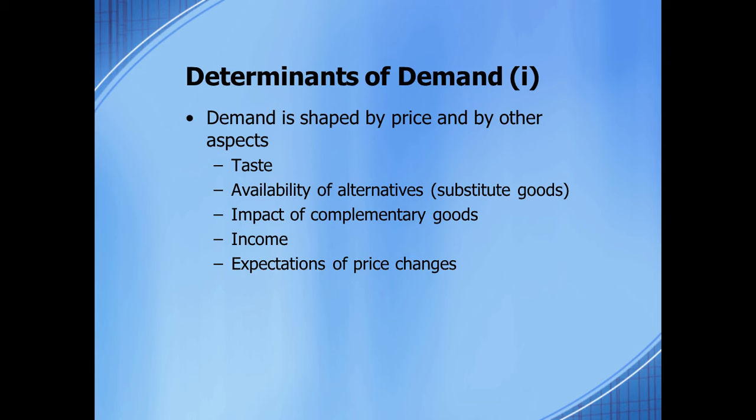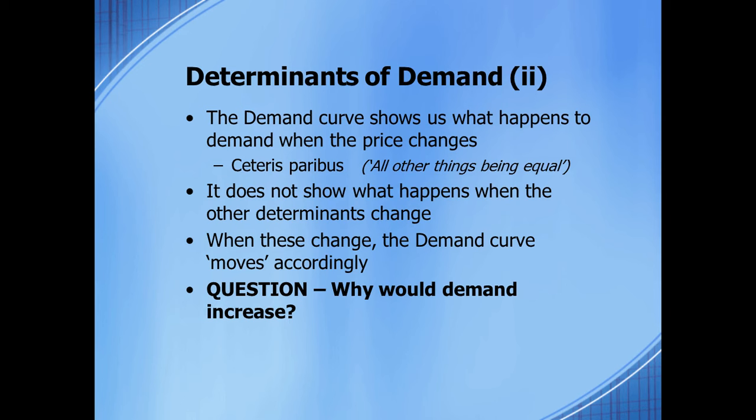So a demand curve shows us what happens to demand when prices change. Now, it's based on ceteris paribus, and this actually means all other things being equal. What a demand curve does not do is show what happens when other determinants change, and when these do change, the demand curve will move accordingly. So a question you might need to think about is, why would demand for something increase? And that's something again we'll talk about this week.